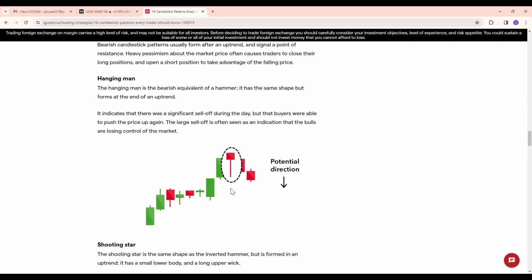All right, hanging man. It says the hanging man is the bearish equivalent of a hammer. It's the same shape but forms at the end of an uptrend. So yeah, that's exactly what it is. As you see, we have the uptrend here. We have a bearish hammer. The price opened here at the top, closed at the bottom, and it looks like it got as low as here. Price was pushed back up, but we were unable.